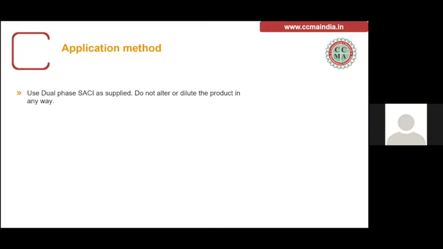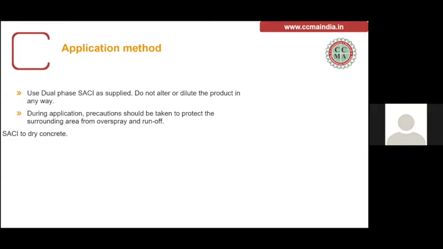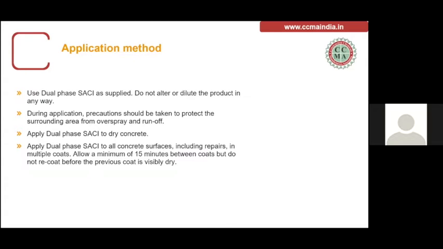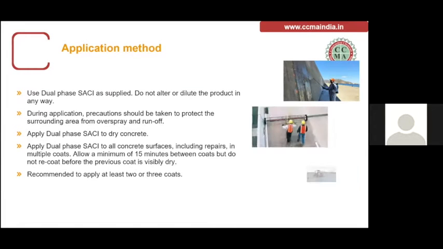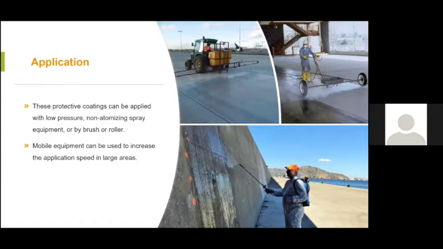The application method is very simple. Just open the product, and there is no dilution that needs to be done during application. The surrounding area should be protected. You apply that on the dry concrete, and then just leave it for about 15 to 20 minutes to penetrate, and then apply the additional coats. So that's how the application goes. It's quite user friendly. Of course, on larger areas, you can use non-atomizing sprays, or heavy equipment to spray the entire surface.